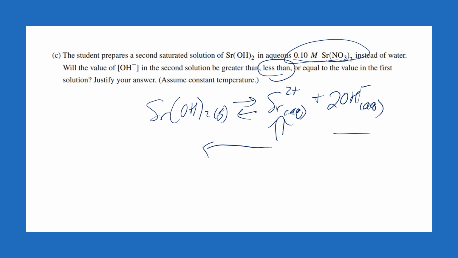And then you could call this the common ion effect, which is what it is, or you could use Le Chatelier's principle, like I did to begin with here. You could also use Q and compare Q to KSP. I think any of those would be acceptable here.